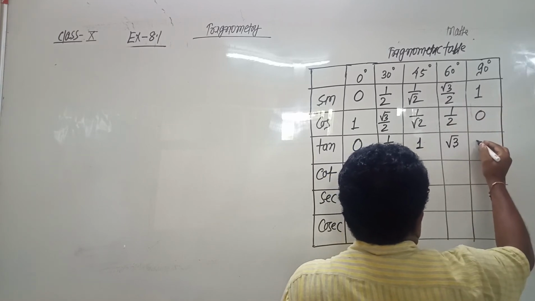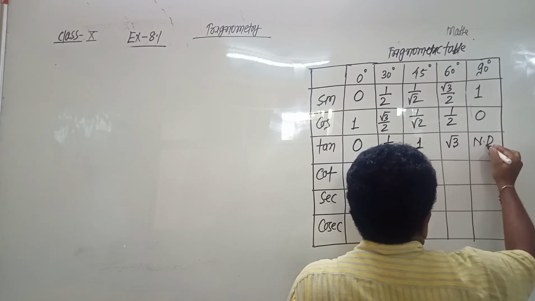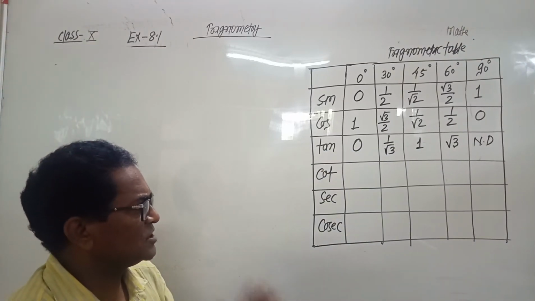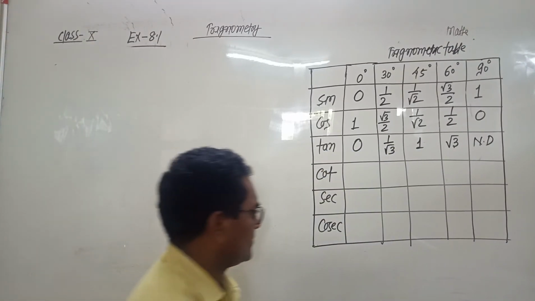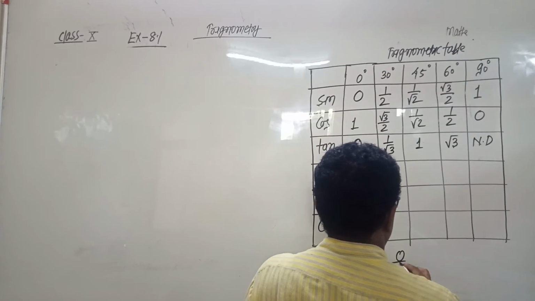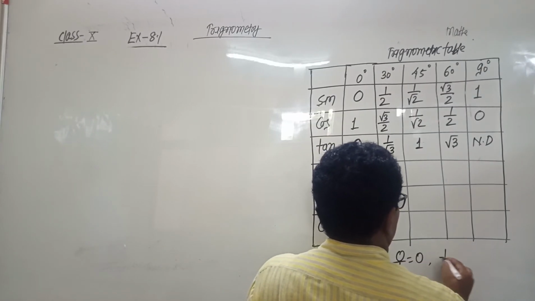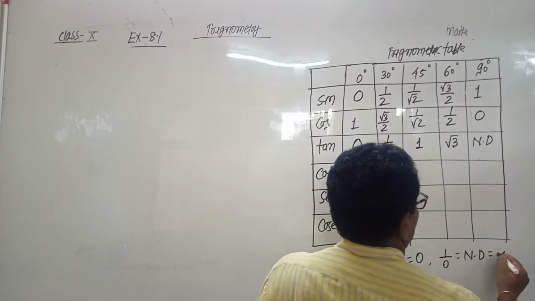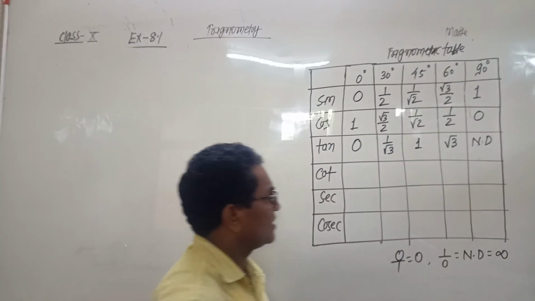1 divided by 0, not defined. ND means not defined. 1 upon 0 is not 0. 1 upon 0 is not defined. 0 upon 1 is 0. But 1 upon 0 is not defined. It is also represented by infinity.